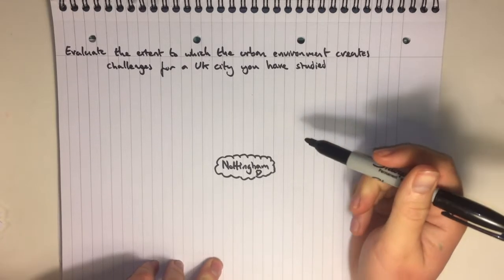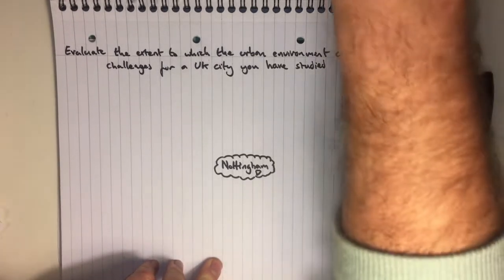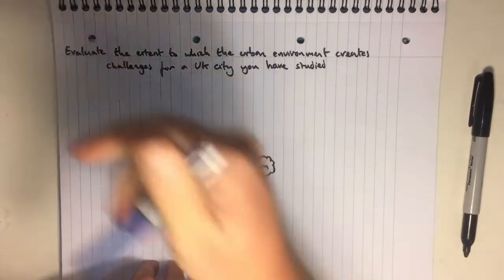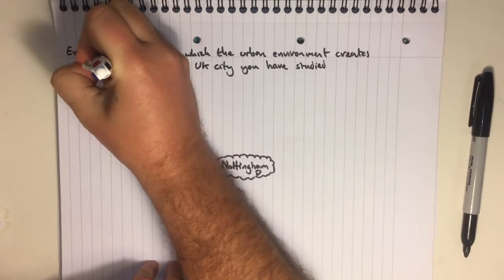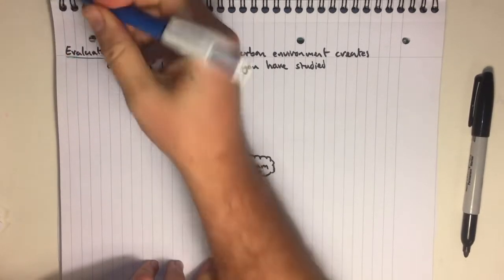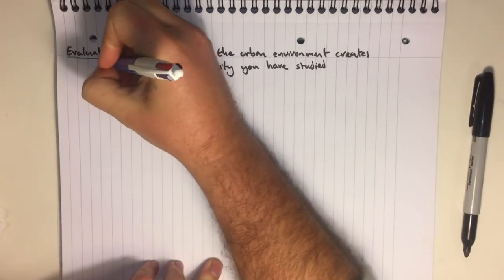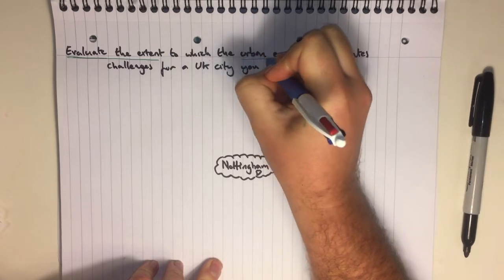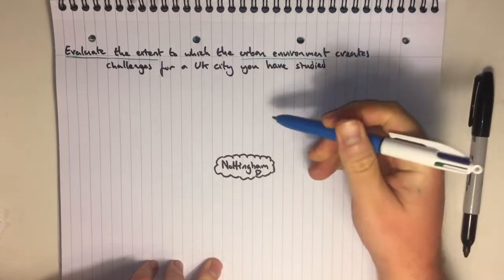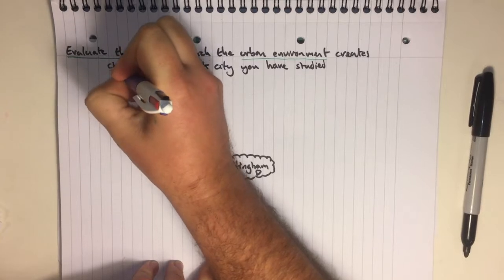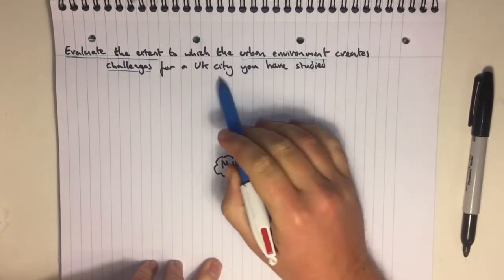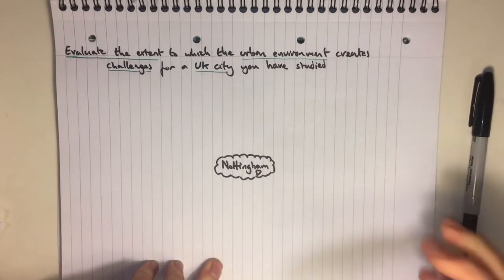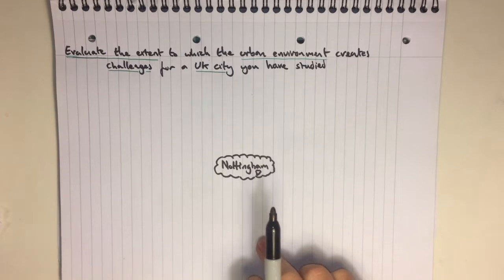Now, first things first, let's just have a quick bug of the question. I'll do this in a slightly different colour today. When we bug the question, we make sure that we underline what the command word is telling us to do. So evaluate, in fact, we need to evaluate the extent to which the urban environment, so we need to make sure we're concentrating fully on our urban environment, our cities, creates challenges. So we're not going to be talking about opportunities for a UK city you have studied. So we need to be thinking UK city. And of course, our UK city is Nottingham.